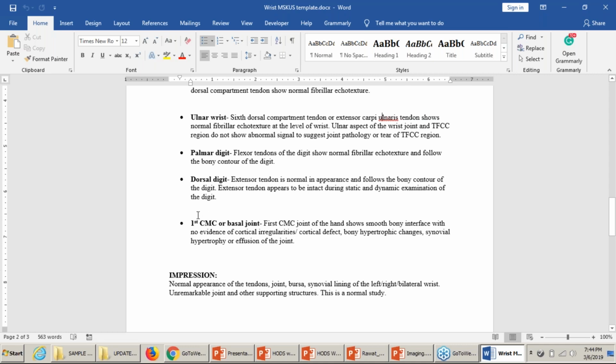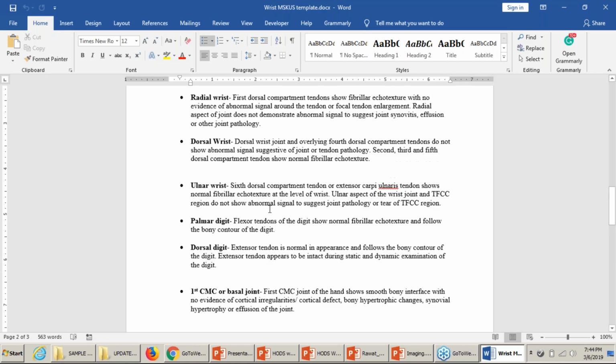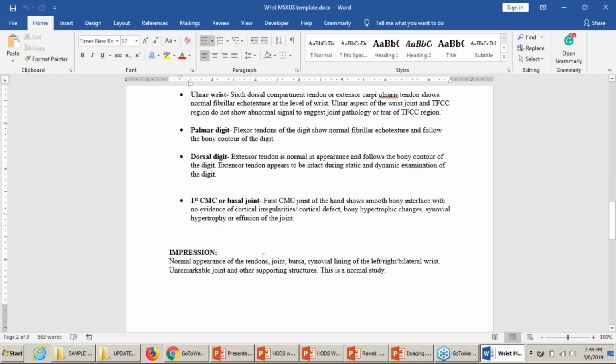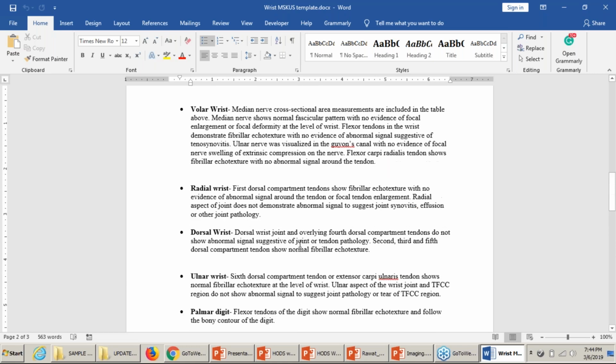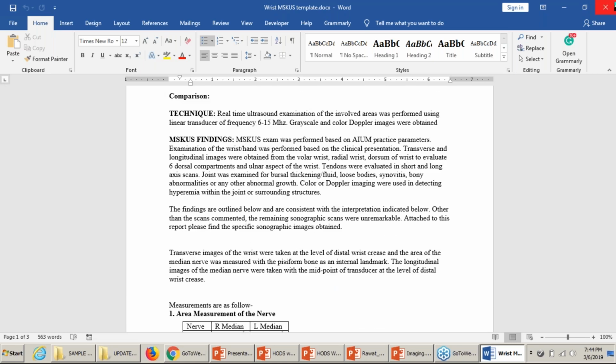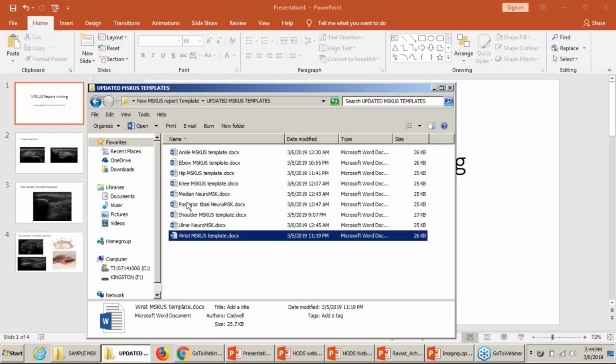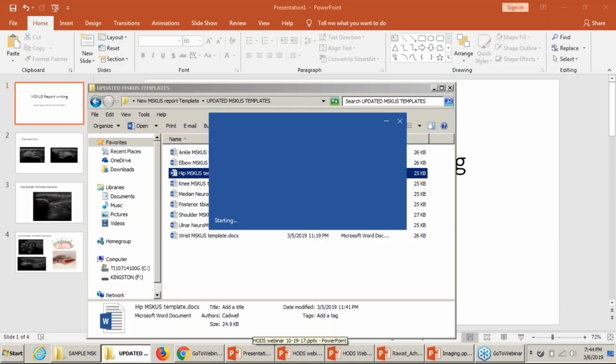Another common site for pathology is first CMC joint or basal joint. So I have that included in the findings. But again, this can be changed based on the clinical scenario, and these findings can be changed. In impression, you will summarize what are the abnormal findings. So that's the wrist. Now let's move to lower extremity, so hip.